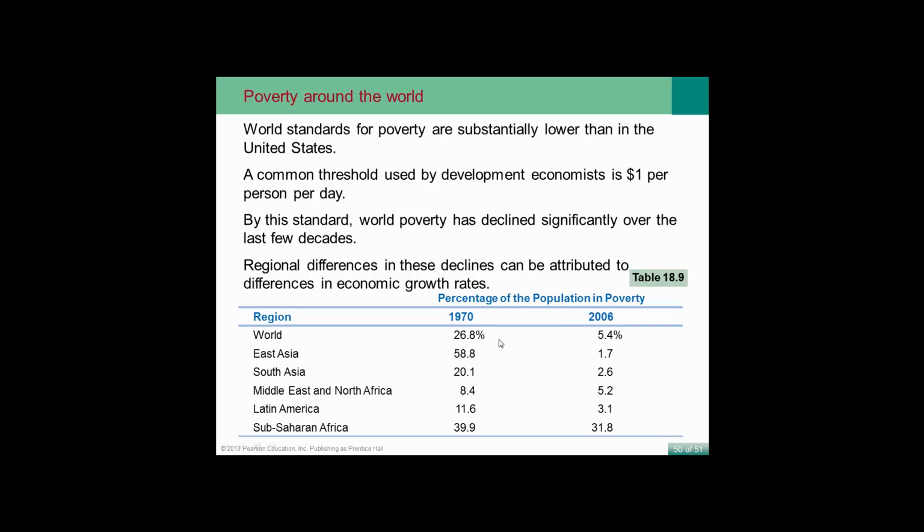Population in poverty in 1970, now in 2006, the world, 26 to 5. East Asia, 58 to 1. These are significant decreases, except for in sub-Saharan Africa.